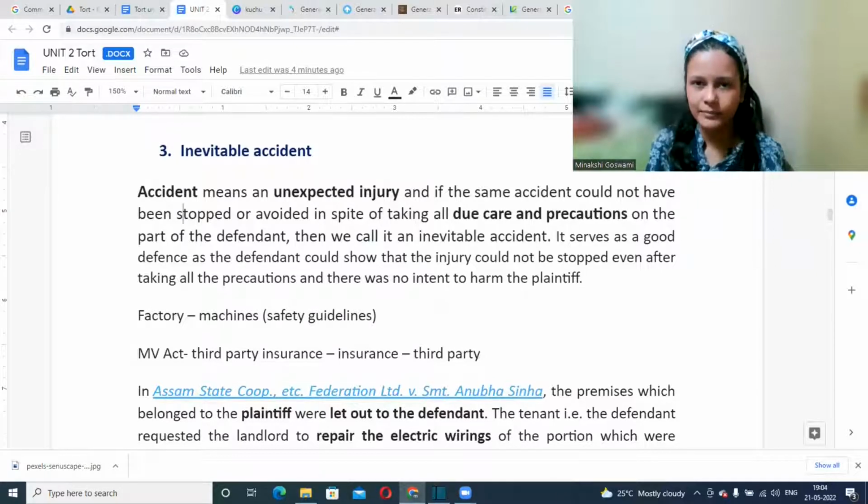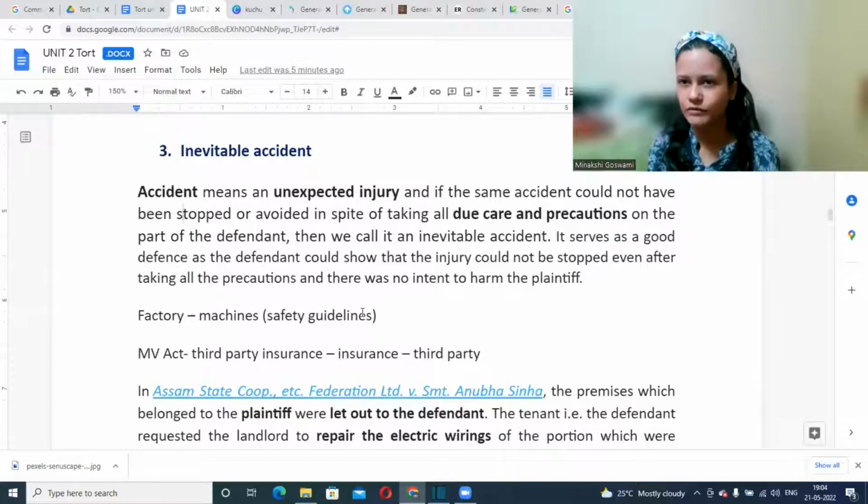Have you studied labor law? Yes, ma'am, I have studied. Yes. There is a legislation called the Factories Act in labor law. Under the Factories Act, there are a lot of provisions and procedures that need to be followed. One very important one is regarding safety guidelines, that for the safety of employees, workers, or factory workers, certain guidelines need to be followed.